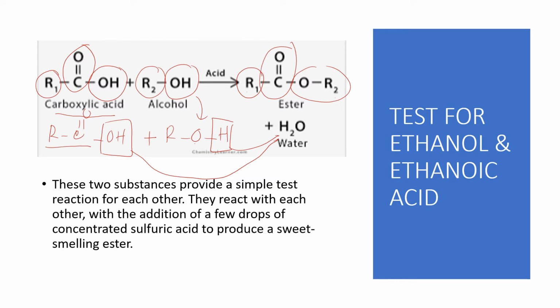These two substances provide a simple test reaction for each other, meaning that we can test the presence of an alcohol by using a carboxylic acid, then they form an ester. Or we can use an alcohol to test the presence of a carboxylic acid, and then they react to form an ester or RCOOR.